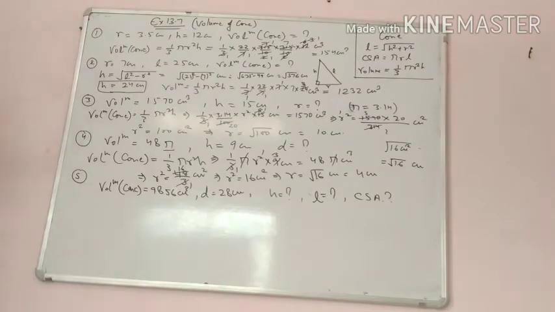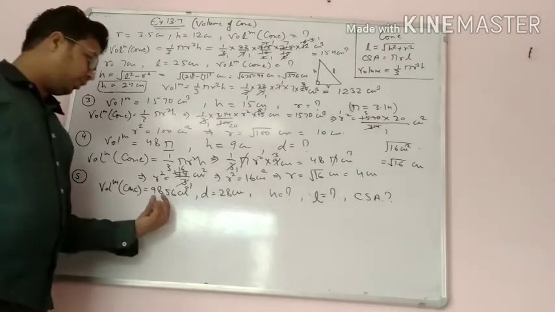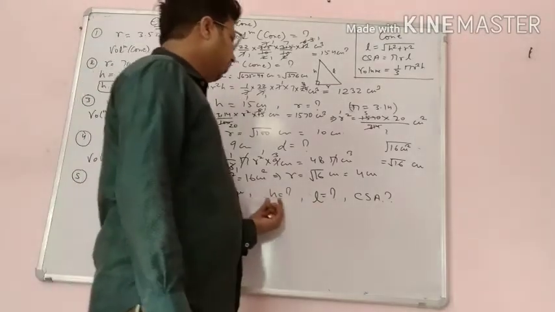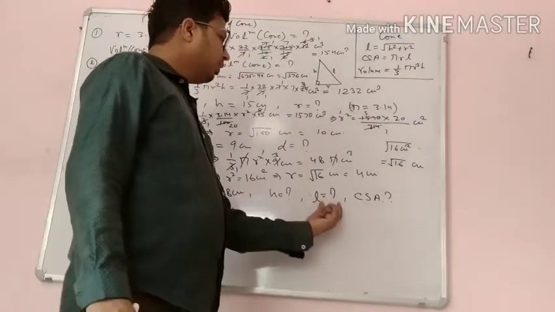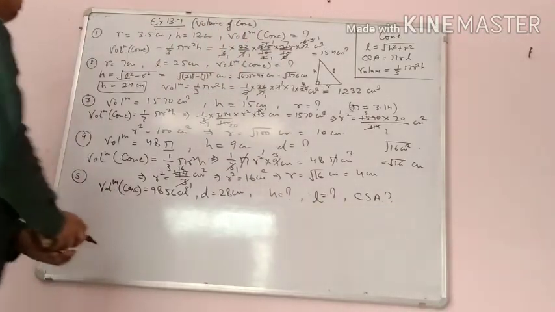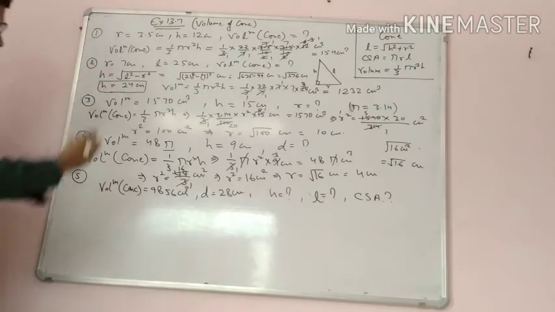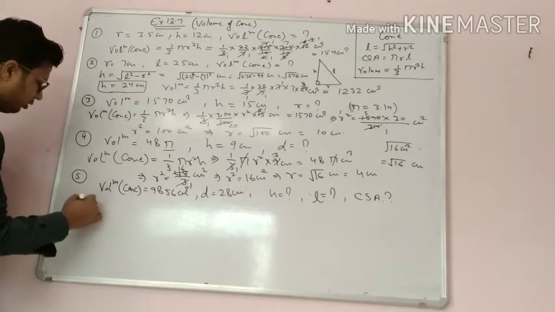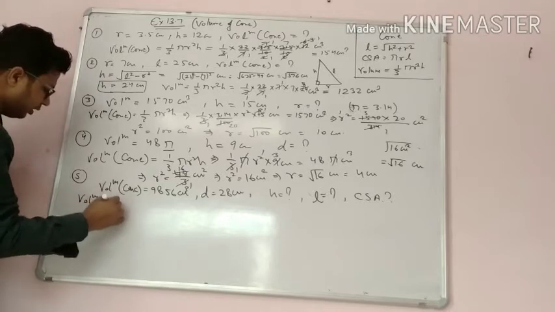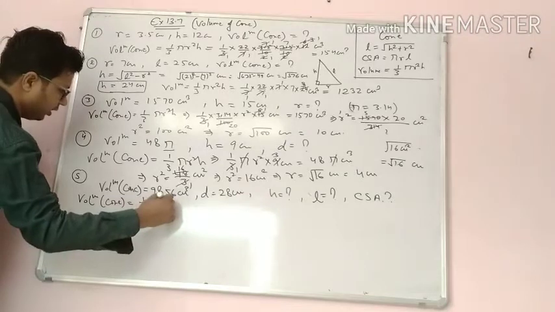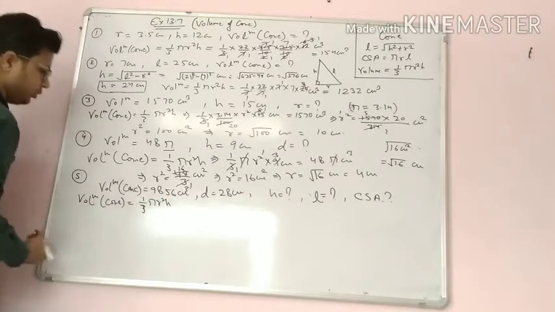See, first it is given that the volume of a cone is 9,856 centimeter cube, diameter is 28 centimeter. We have to find out the height of the cone, slant height of the cone and curved surface area of the cone. Now see how we can find out. The volume of a cone is equal to 1/3 pi r square h.